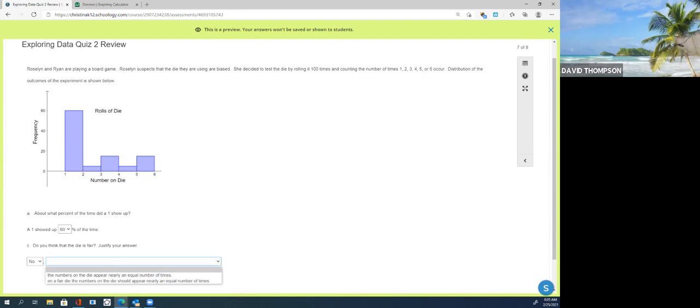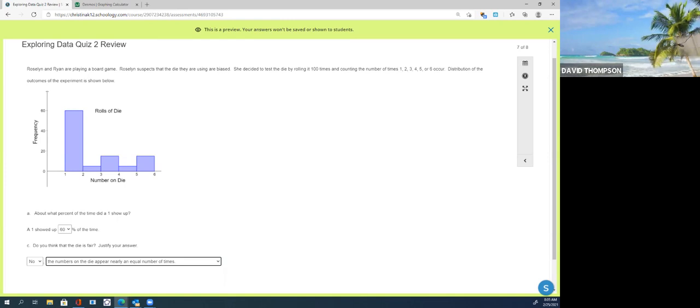And the reason being that the numbers on the die appear nearly an equal amount of times? No. On a fair die, the numbers on the die should appear nearly an equal amount of times. So I like the second answer the best. They should be as close as possible, equal as possible. I shouldn't have 1 popping up 60 times and I'm barely getting any 2s, 3s, 4s, 5s, or 6s.